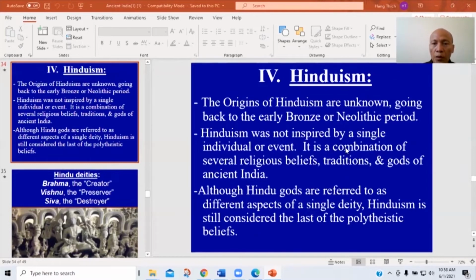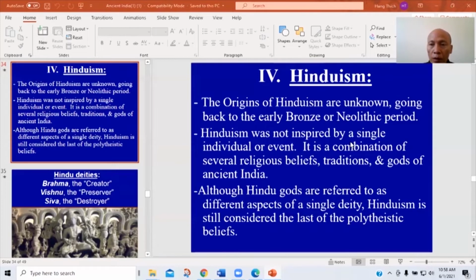So basically, when we talk about Hinduism, the origin of this tradition is unknown, going back to the early Bronze Neolithic period. Hinduism was not inspired by a single individual or event. It's a combination of many religions, beliefs, traditions, gods, and ancient India.